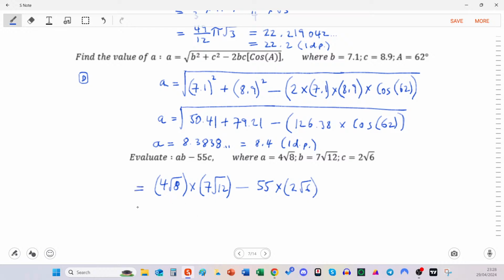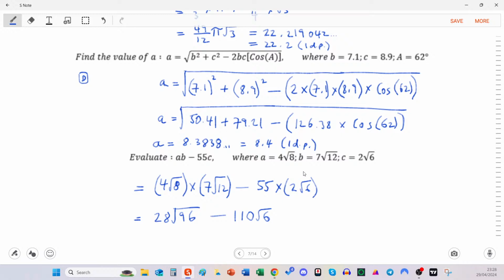So we have to evaluate this. So we have to see what it is as a value. Currently it's still an expression. So 4 times 7 is 28. And root 8 times root 12 is root 96. I'll leave it like that for now. We'll see how it goes. 55 times 2 is 110 root 6.